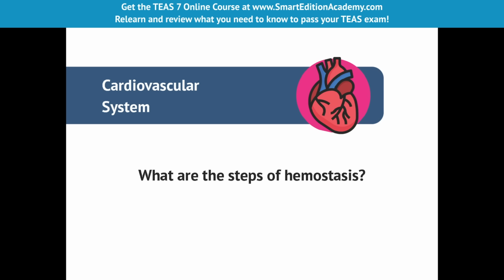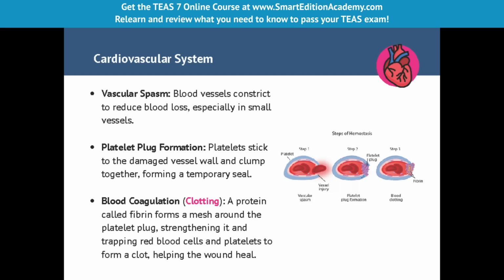Now let's step it up a notch by talking about what are the steps of hemostasis. What are the steps? So here you can take a screenshot and you can pay attention to the picture here. So this is going to be going over step 1, 2, and 3 of hemostasis. You've got your vesicular spasm, your platelet plug formation, and then your clotting.